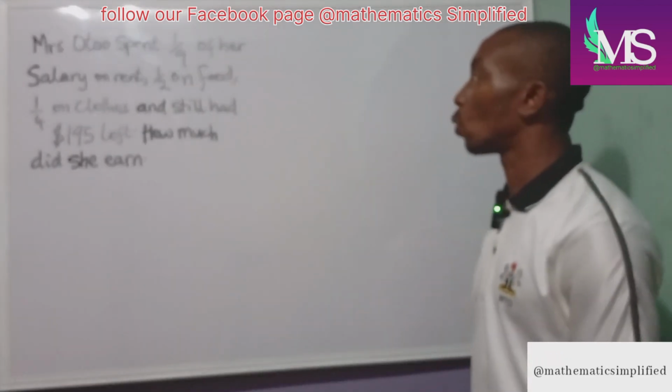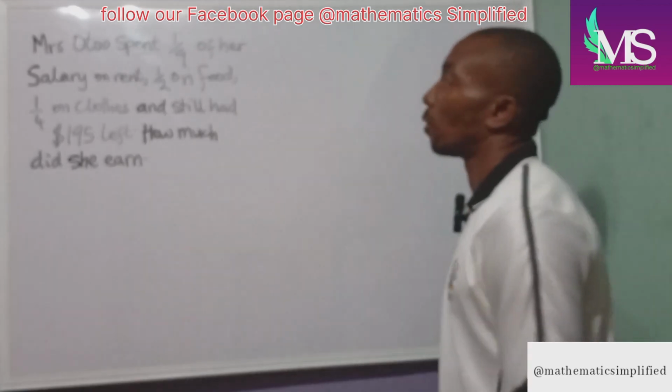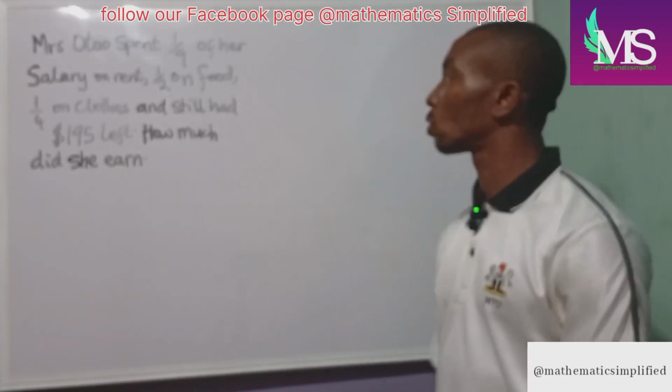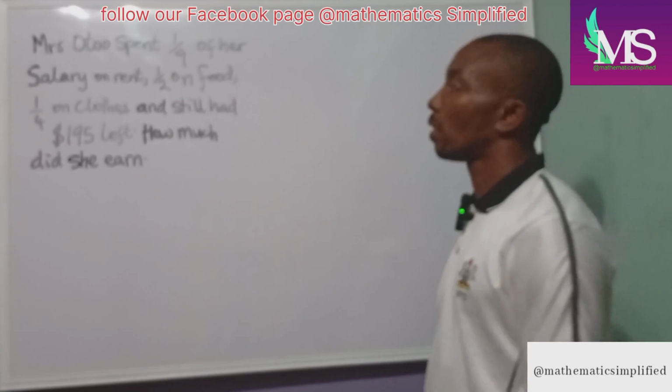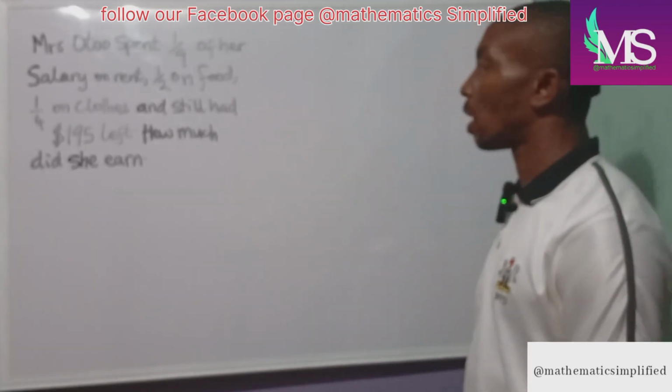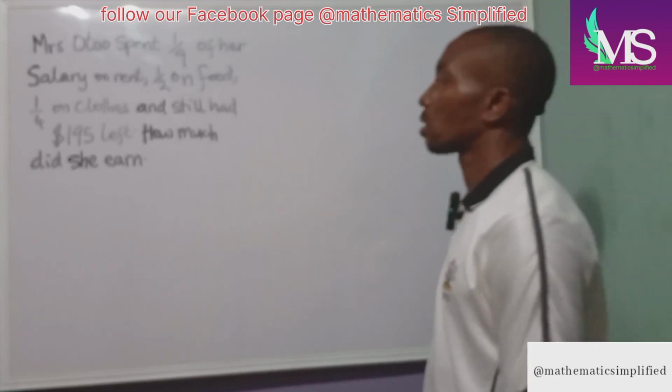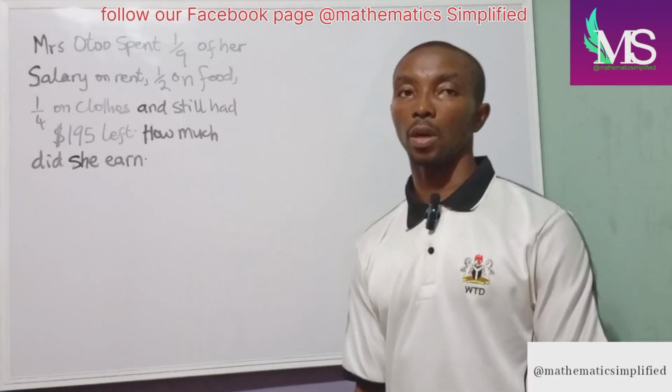Mrs. Otto spent 1/9 of her salary on rent, 1/2 on food, 1/4 on clothes, and still had $195 left. How much did she earn?